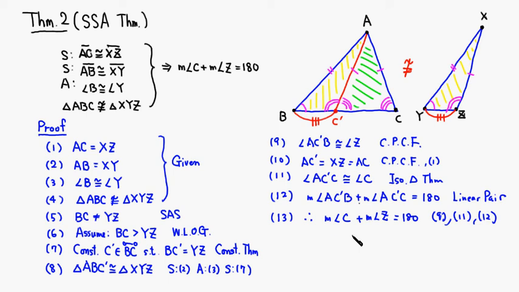So the third angle: if you have SSA and the triangles are not congruent, then the corresponding third angles are supplementary, which means that the sum of the measures is equal to 180. All right, that's it. I hope that this was clear.